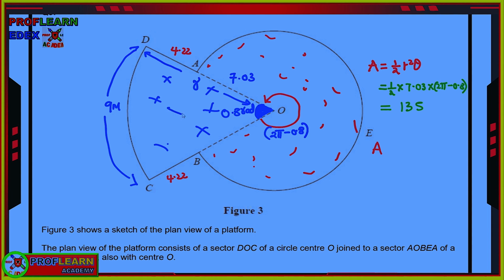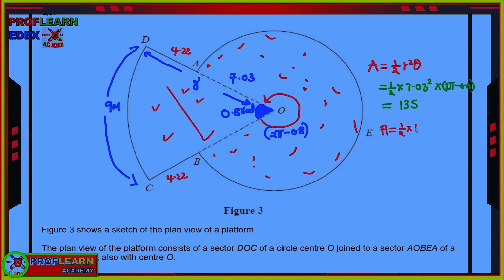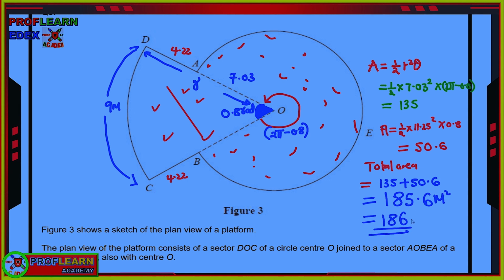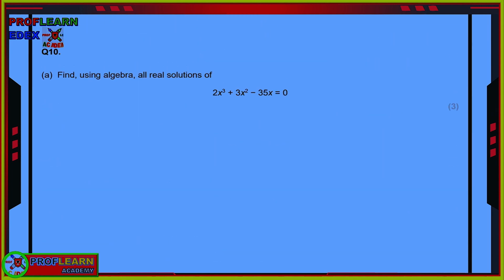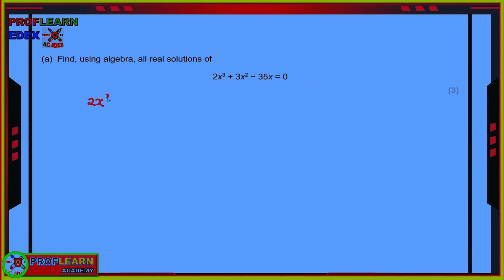And working out the area of this section, we're going to use the angle 0.8 and the radius of OD, which is 11.25. So half times 11.25 squared times 0.8 translates to 50.6. Total area becomes 135 plus 50.6, which translates to 185.6 meters squared, probably 186 meters squared. So we need to transfer this down here so that we can have our answer well written.